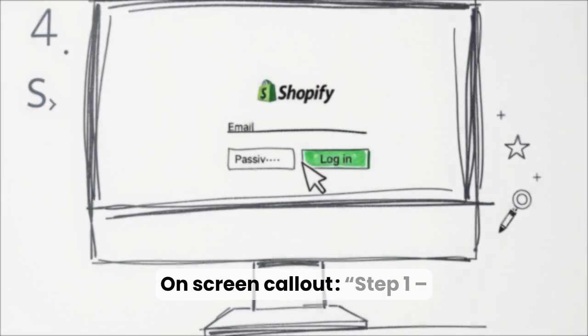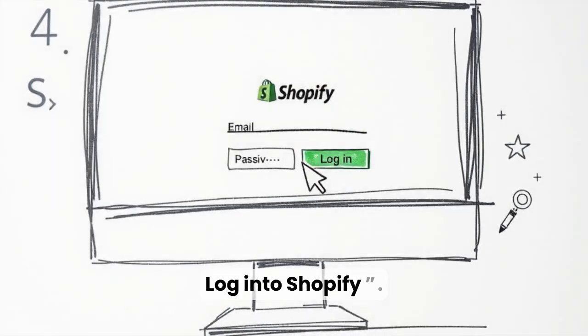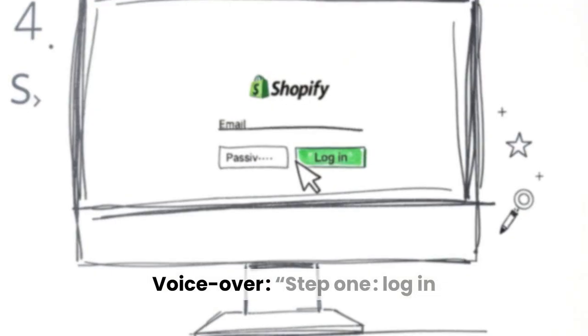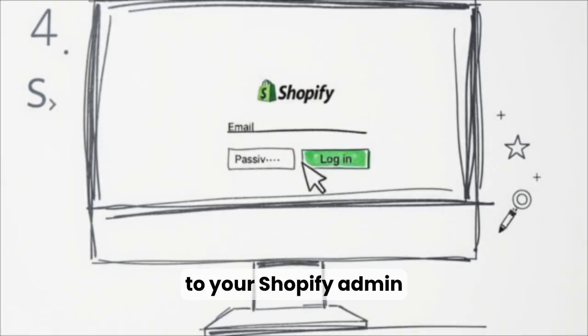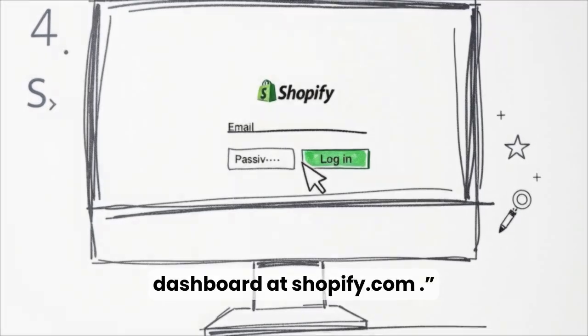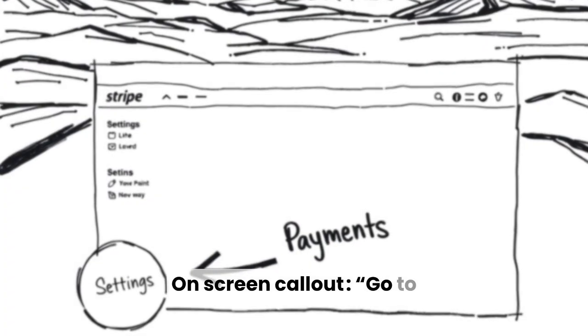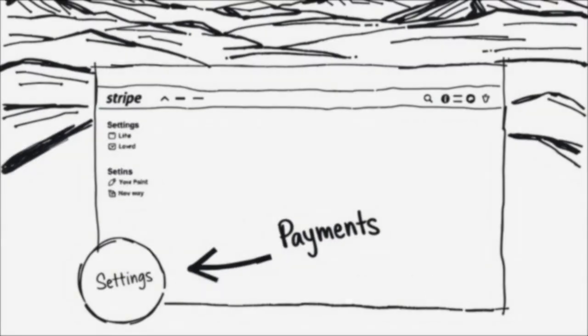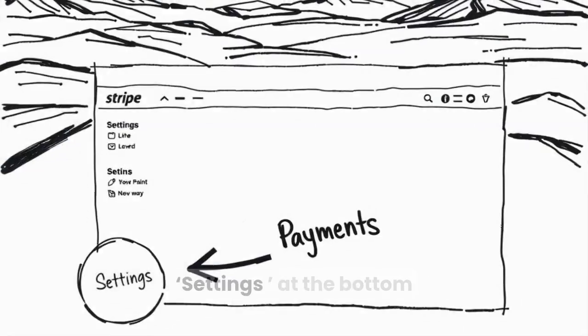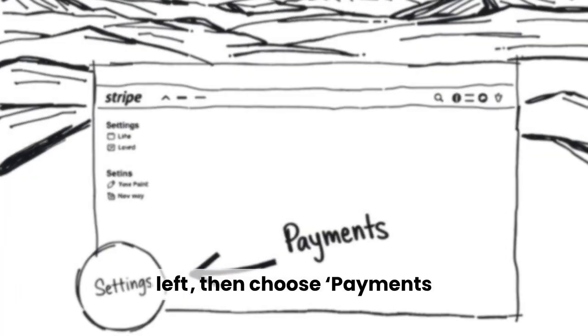Step 1, log into Shopify. Step 1, log into your Shopify admin dashboard at shopify.com. Go to Settings Payments. In Shopify, click Settings at the bottom left, then choose Payments.